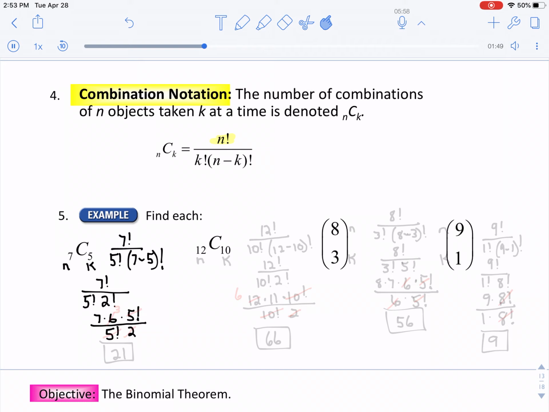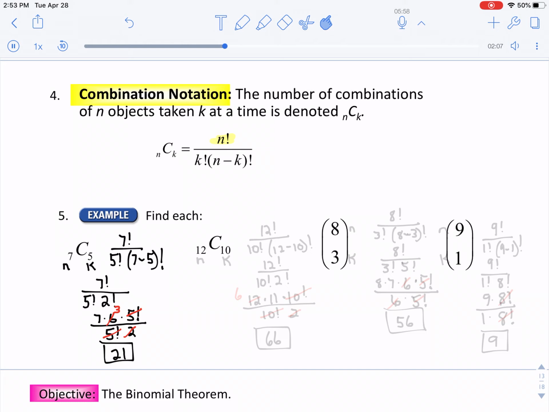Now I'm ready to reduce. The 5 factorials reduce, and the 6 and the 2 reduce. The 2 is gone, and the 6 becomes a 3. And then 7 times 3 is 21. So the answer is 21.